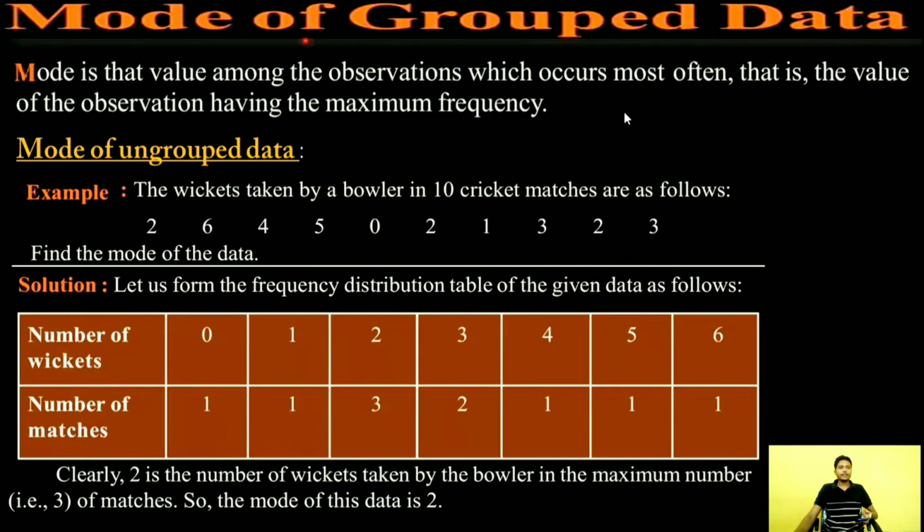Mode of grouped data. You already know what mode is. Mode is the number which occurs the maximum number of times. For example, here 2 occurs 3 times, so 2 is the mode of this data, because 2 occurs 3 times. So 2 is the mode of this data table.